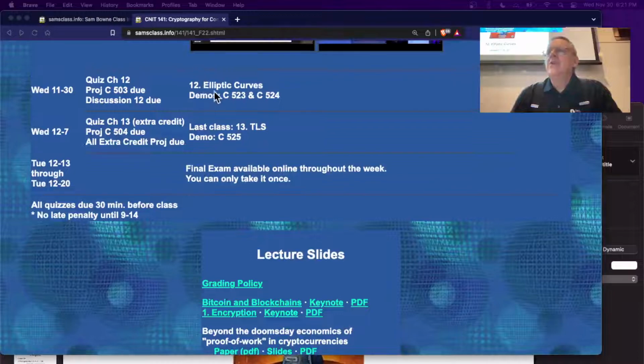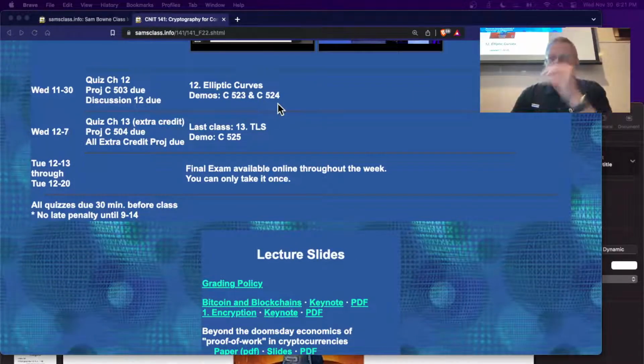Of the class, we're here going to do elliptic curves, and the most important project for that is 524. I'll talk a little about 523, but most of the elliptic curve stuff is in 524. And then we have the last class. I'll talk about TLS. And that's it. After that, the final exam. Not much left of this course.